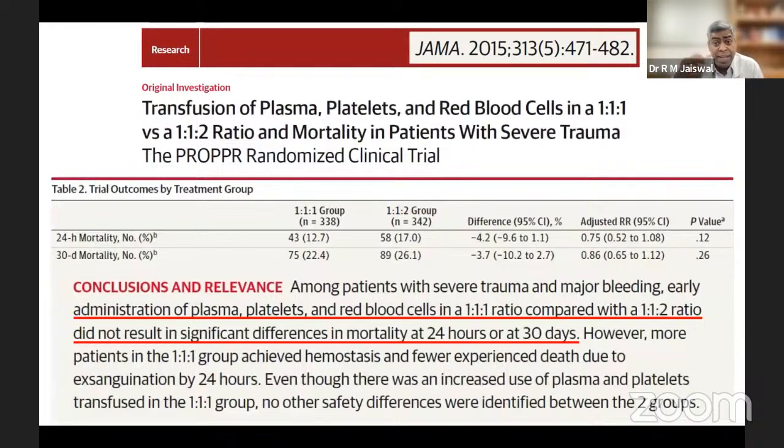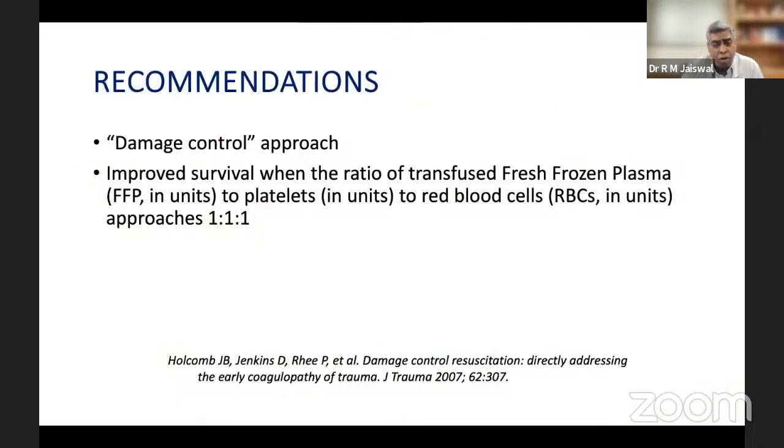And this is again the recent published data by JAMA, where they compared the 1:1:1 ratio with the 1:1:1:2 ratio, where 2 is the RDP. And we are preferring 1:1. After 4, we can give 1 RDP.